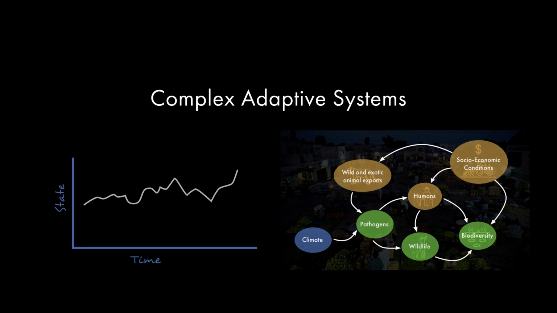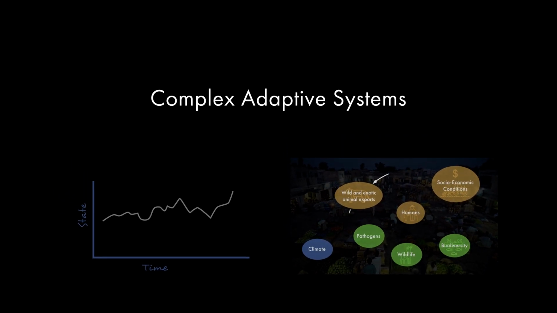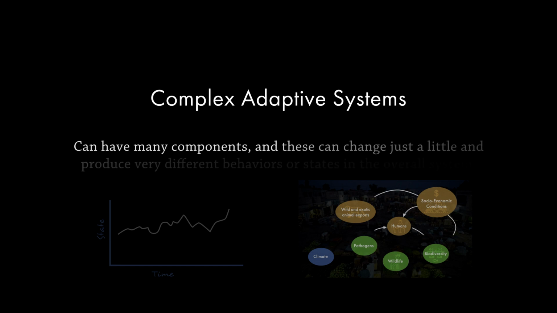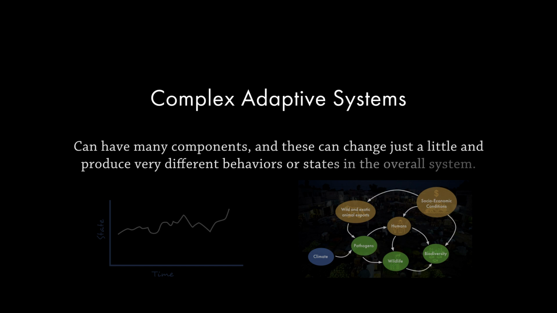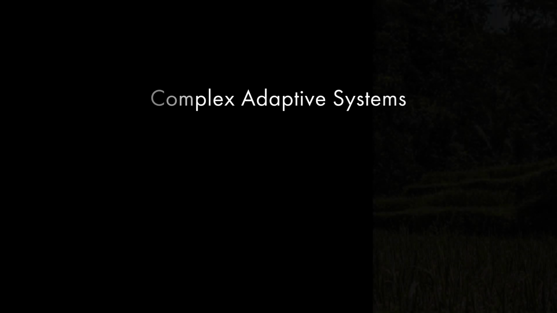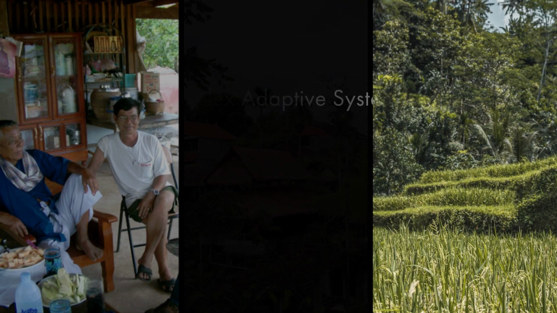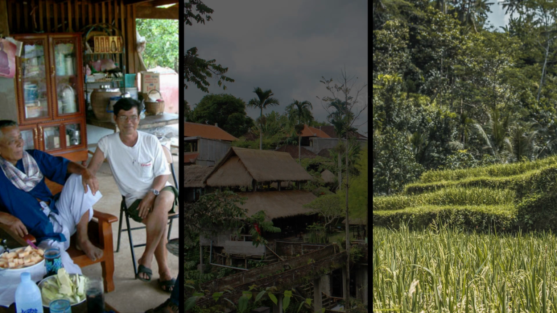So a quick recap. Complex adaptive systems can have many components. They can change a little and produce very different behavior or states in the overall system. So let's delve more deeply into a socio-environmental system example. And let's start with one in which state changes can be actually traced to some triggers. Now I'm going to use an example I've fictionalized a little. It concerns a rural socio-environmental system in Indonesia.